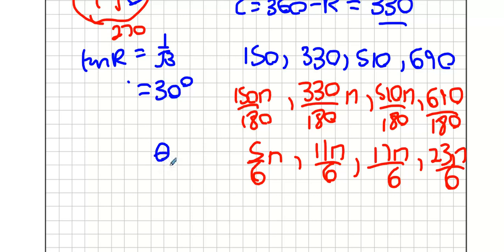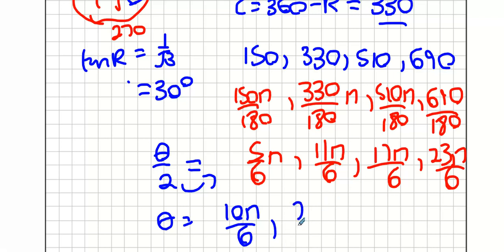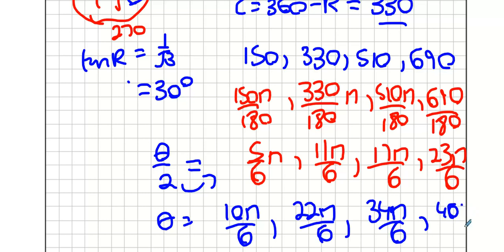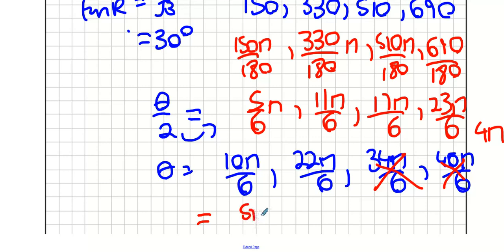Now we're going to do theta over 2 equals the following. So to get theta on its own, I need to multiply up by 2. So that will be 10 pi over 6. This one will be 22 pi over 6. This one will be 34 pi over 6. And this one will be 46 pi over 6. This automatically rules out these 2 answers because they are clearly above the 4 pi mark. 34 divided by 6 is greater than 4. So this leaves these 2 answers, which are 5 pi over 3 and 11 pi over 3.